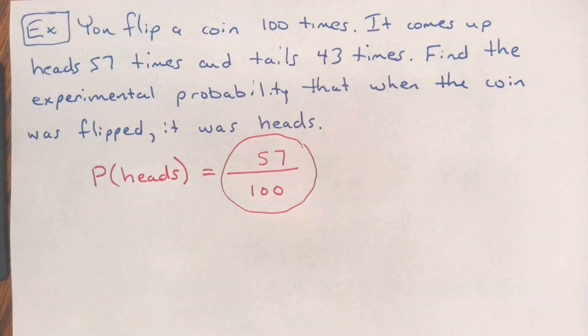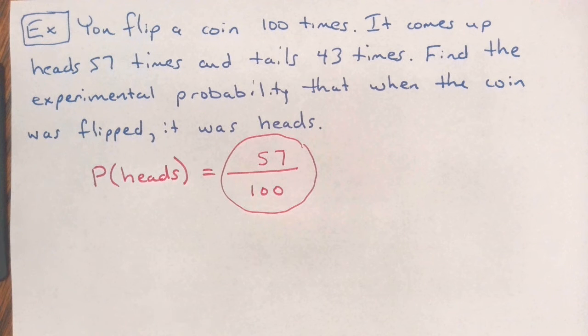If you were to think about the theoretical probability for a minute, there are two sides to the coin, so there are two possible outcomes, and one of those possible outcomes is heads, so the theoretical probability would be 1/2, 1 over 2.